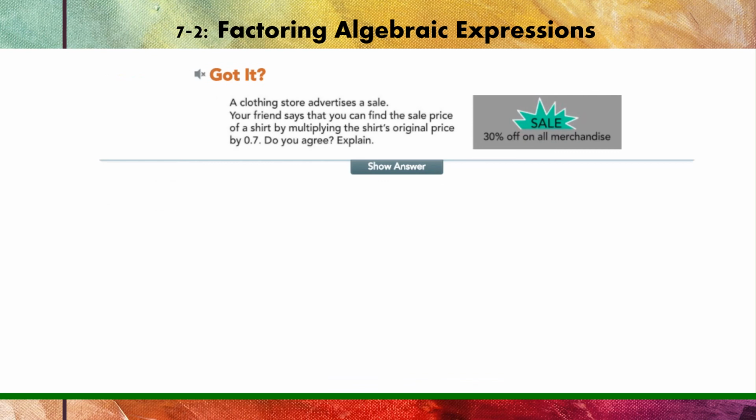A clothing store advertises a sale. Your friend says that you can find the sale price of a shirt by multiplying the shirt's original price by 7/10. Do you agree? Explain.